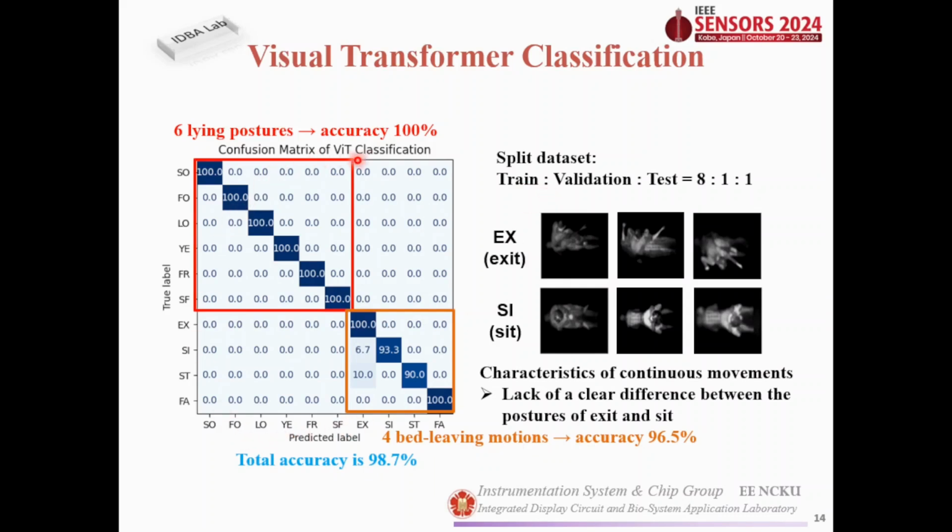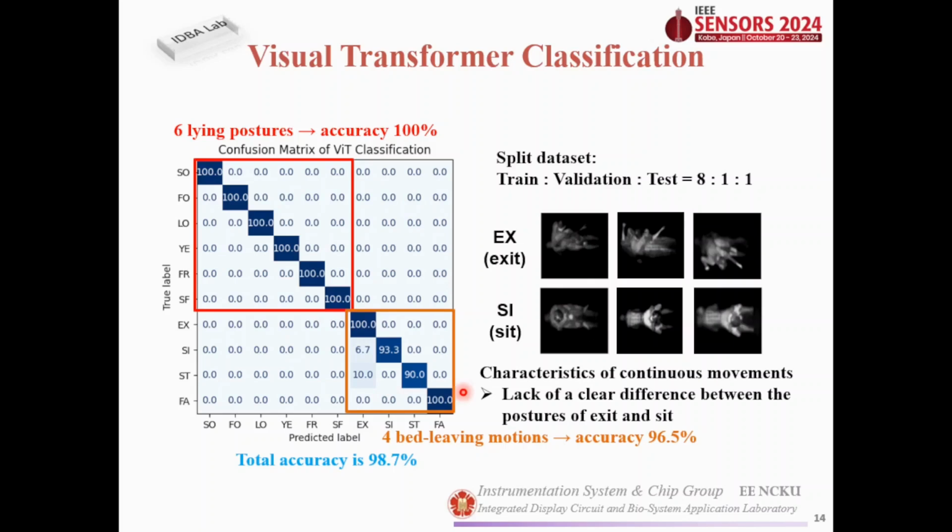The dataset is divided into training, validation, and test sets at an 8:1:1 ratio. As shown in the confusion matrix, the fine-tuned ViT achieves an impressive accuracy of 98.7% in identifying all thermal images. For the 6 lying postures, the fine-tuned ViT can identify all of them, achieving a recognition accuracy of 100%. Furthermore, the ViT achieves an accuracy of 96.5% in identifying thermal imagery of posture during bed leaving motion.